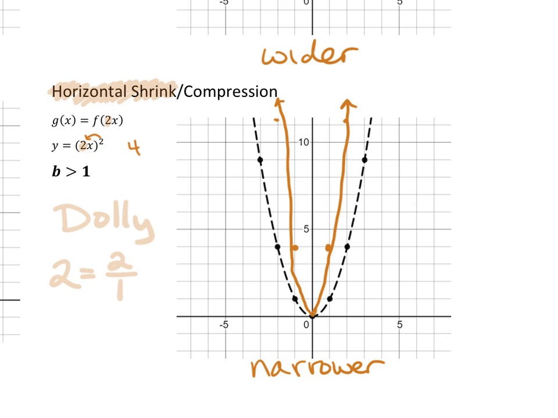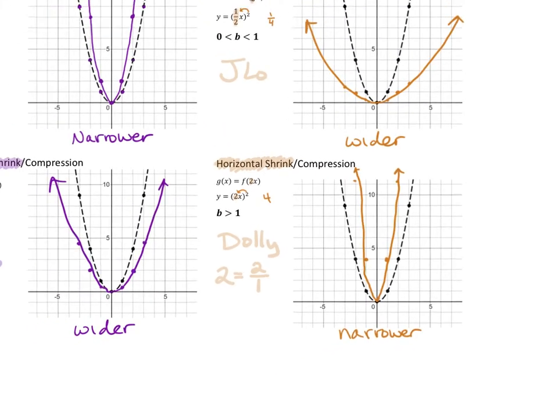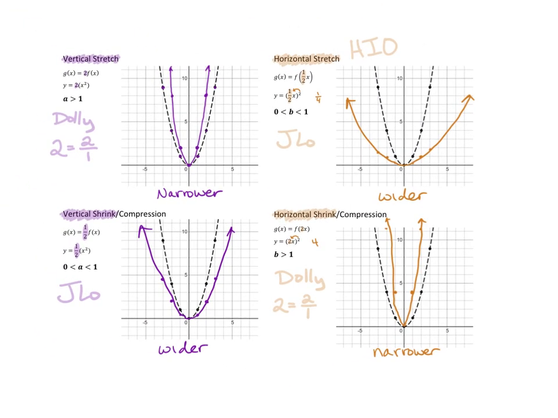Our goal today is to be able to talk about the dilations of these quadratics, how we change their shape, getting them to be narrower or wider. It all has to do with where the number we are multiplying is. Is it in front or inside, vertical or horizontal? And is it a Dolly Parton number or is it a JLO number to get wider or narrower? We'll continue to practice these transformations in class.